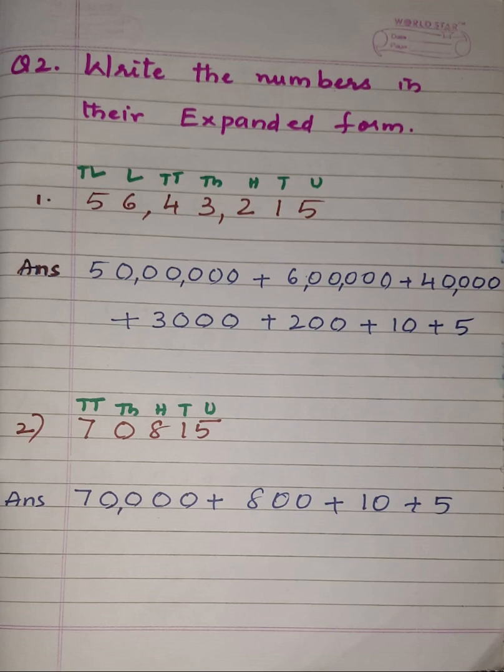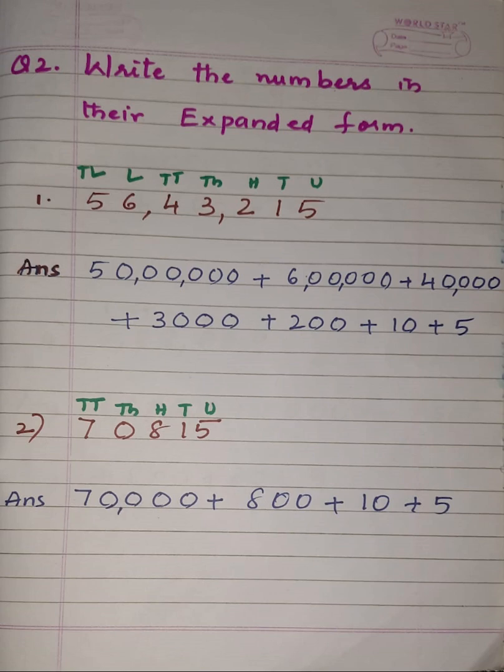Now our next sub question, that is question number 2, the number given is 70,815. Now when you move from left hand side to right hand side, children, here digit 7. The digit 7 is in which place, children? It is in the 10,000s place. So here 10,000s place means its place value is 70,000. Now here 0 is in which place? Thousands place. As I have told you already, if 0 is present in any place, its place value will be 0 only, right?